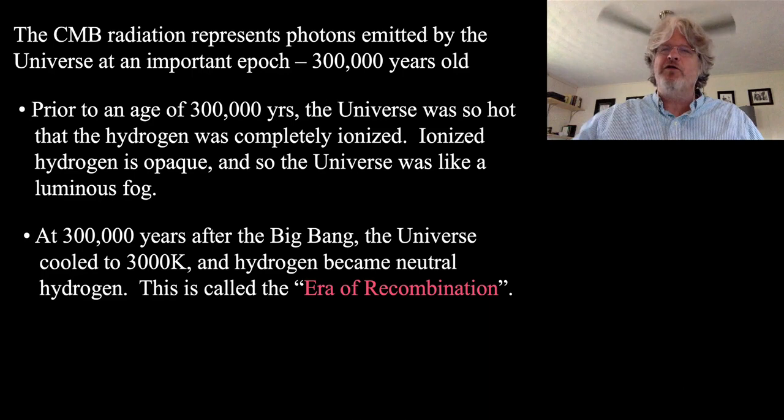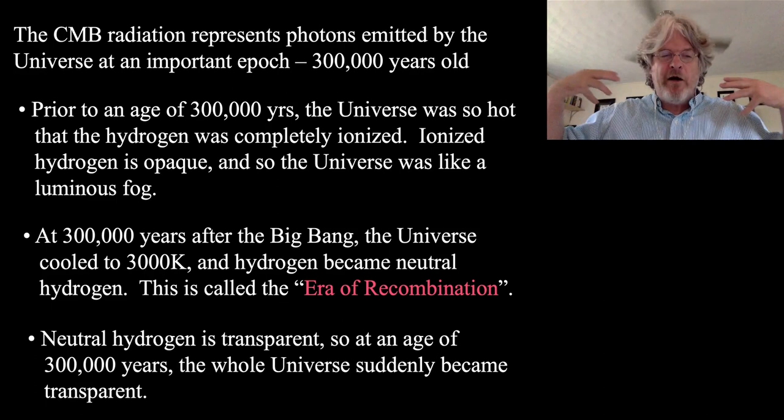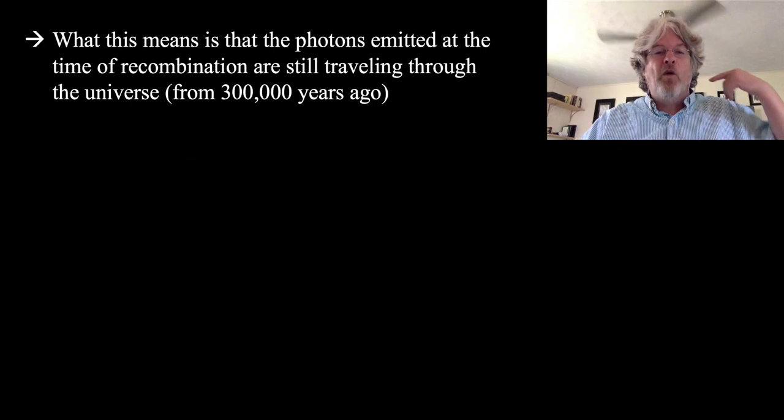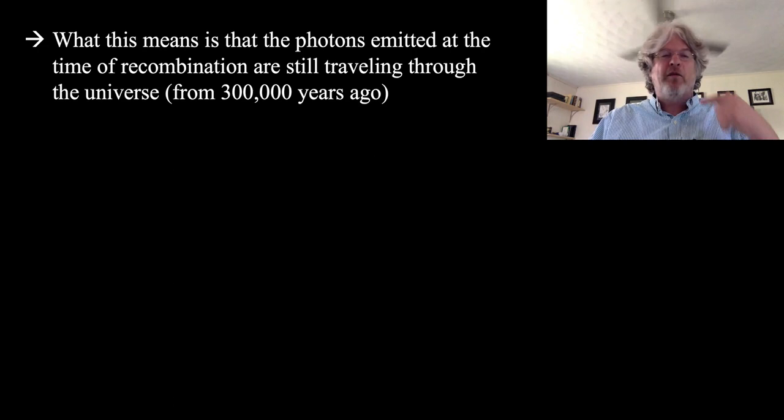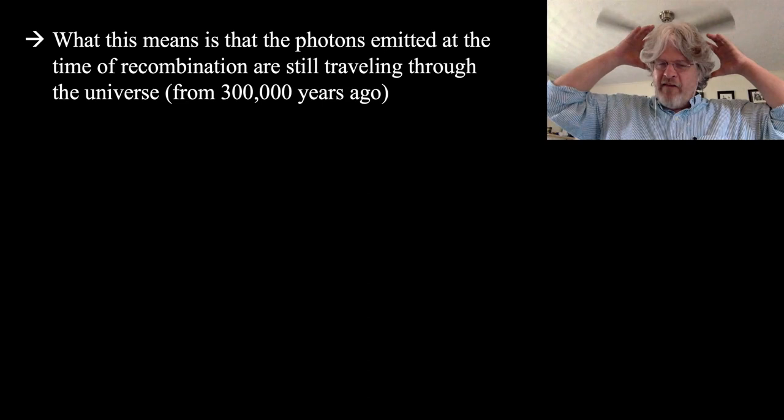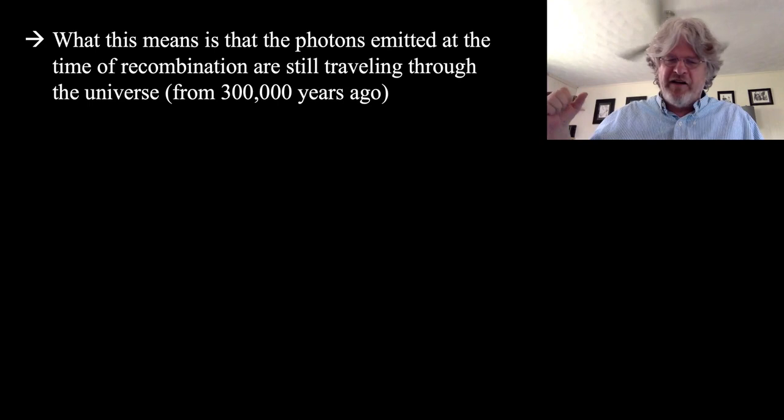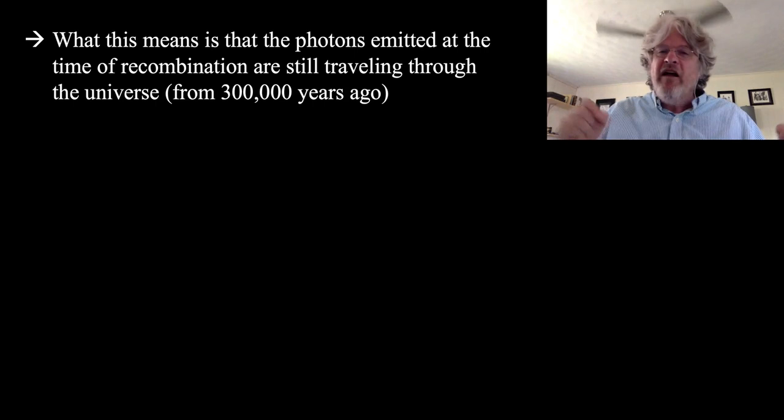And so we talk about this as the era of recombination. The hydrogen becomes transparent, and all of a sudden light can travel great distances in our universe. What that means is that some of the light that was emitted back in that time of recombination, some of those photons, still haven't interacted with anything. They underwent that last interaction 300,000 years after the Big Bang, that last bounce off one of these ionized hydrogen nuclei, and off they go, and nothing's messed with them since, until they reach the Earth and we observe them.